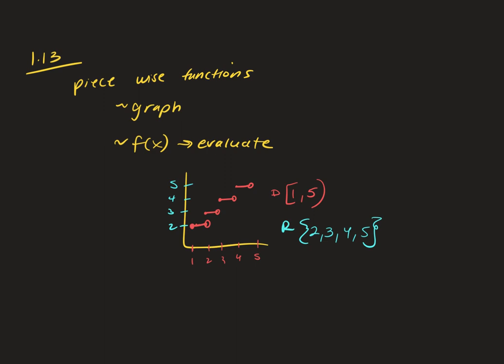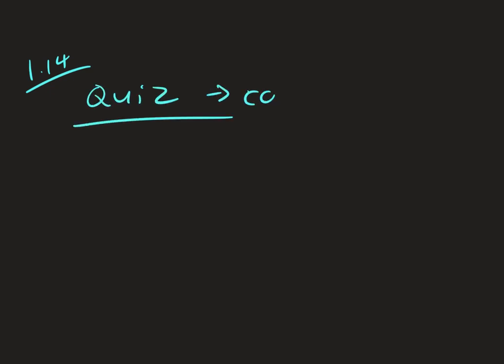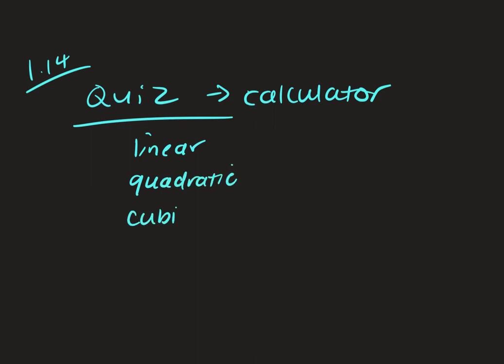Questions on piecewise? Okay. Then 114 was the one you took your quiz on, okay? So this is where you're going to use your calculator. You're going to say what the model should be, and then you're going to give me the regression. And then it might say what's the value at this specific spot, and you're going to give me that value, okay? So for these, you're talking linear, quadratic, or cubic. I didn't put quadratic on there.